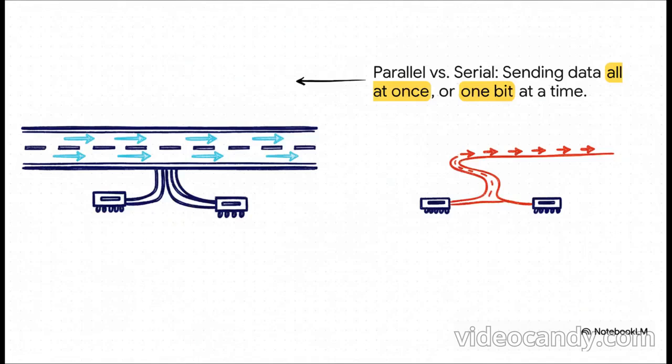So to get started, you got to know that data can be sent in two main ways. Over on the left, you've got parallel communication. Think of it like a massive 8-lane highway where all 8 bits of data show up at the exact same time. It's super fast, sure, but it needs a ton of wires.